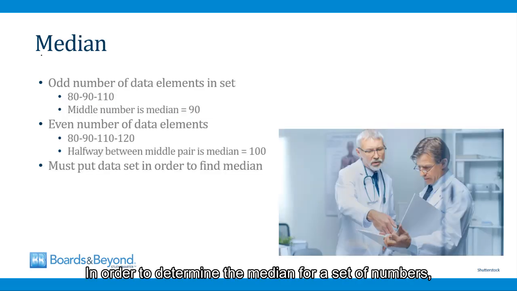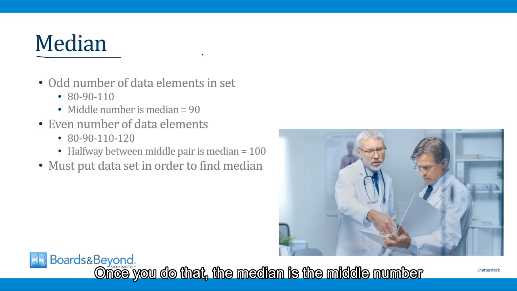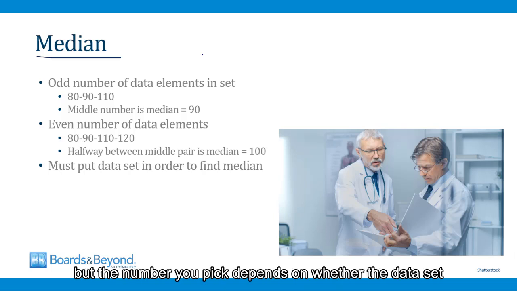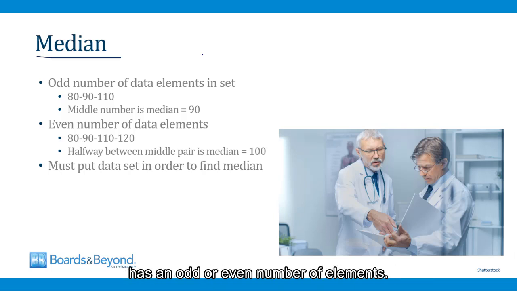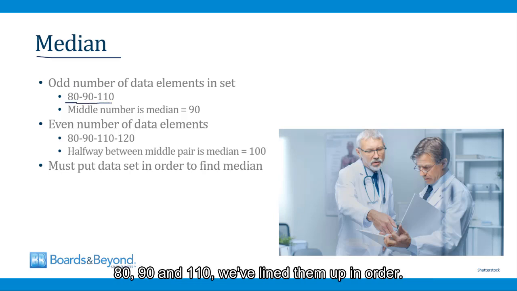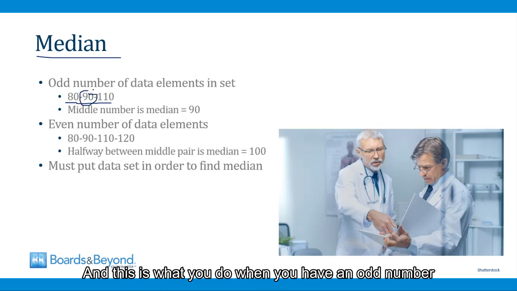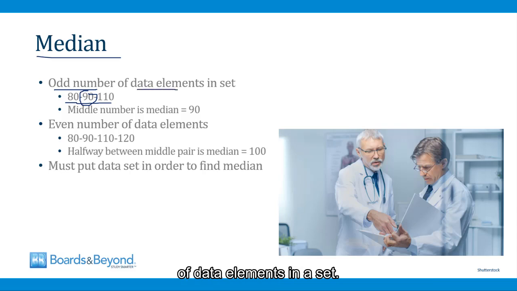In order to determine the median for a set of numbers, you have to line the numbers up in order. Once you do that, the median is the middle number, but the number you pick depends on whether the data set has an odd or even number of elements. So for example, let's say we had 3 measurements, 80, 90, and 110. We've lined them up in order, so the middle number is the median, and that's 90. And this is what you do when you have an odd number of data elements in a set.